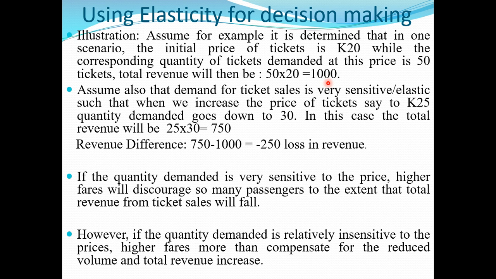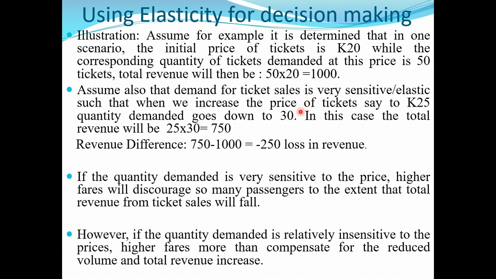Now let's make an assumption that demand for ticket sales is very sensitive. That is, it's elastic. So when you increase the price from 20 to 25, you find that you can only sell 30 tickets. Initially, when the price was 20, you could sell 50 tickets and make 1,000 kwacha.